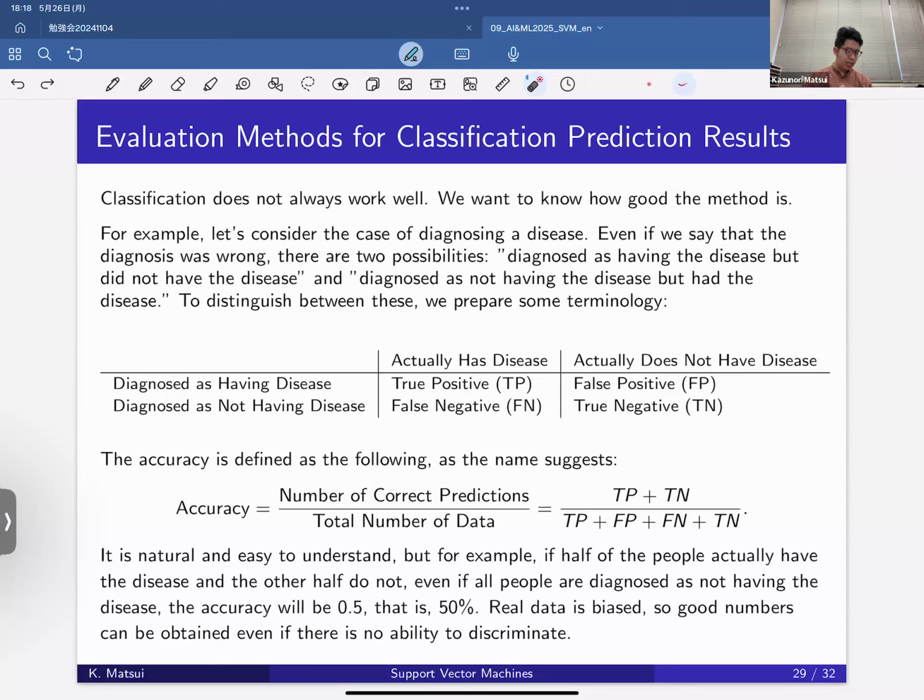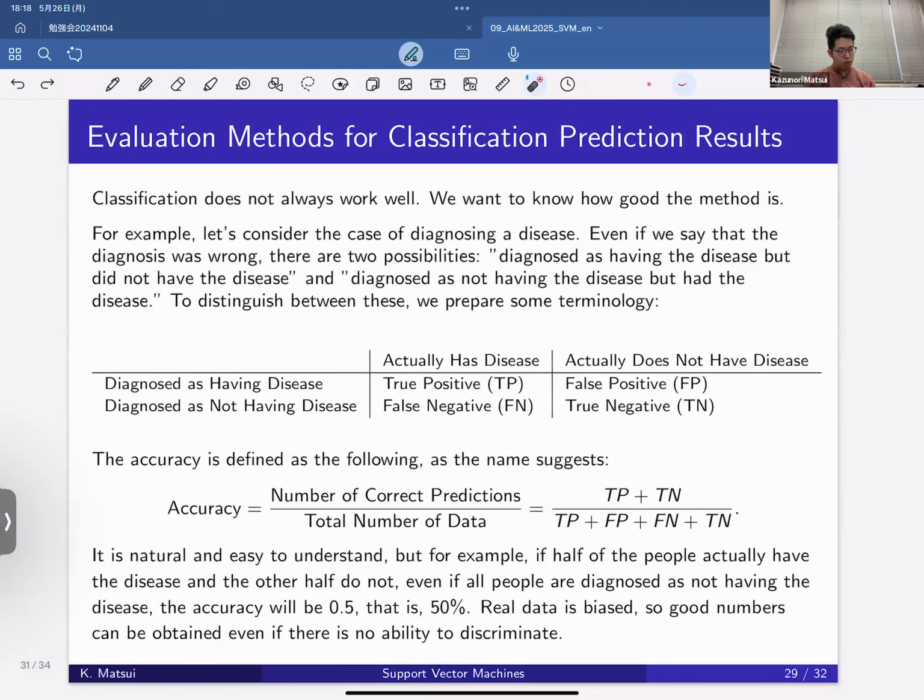Real data has bias. For a rare disease, almost everyone doesn't have the disease. So even if we diagnose everyone as not having the disease, the accuracy becomes very high. So whether it is a machine learning method or anything else, whether it has the ability to discriminate or not, both can produce good numbers. So accuracy alone doesn't work well.